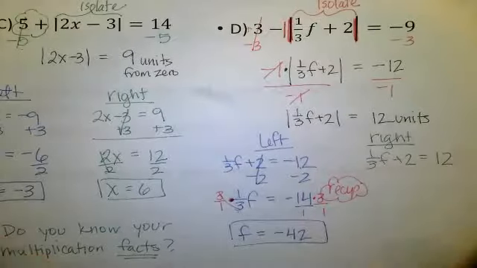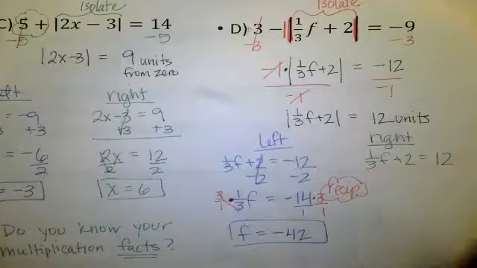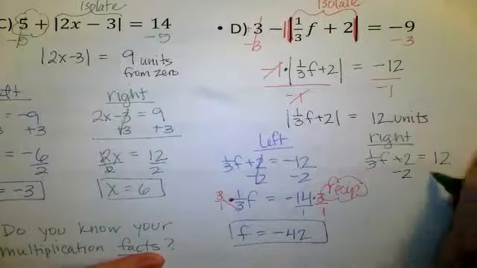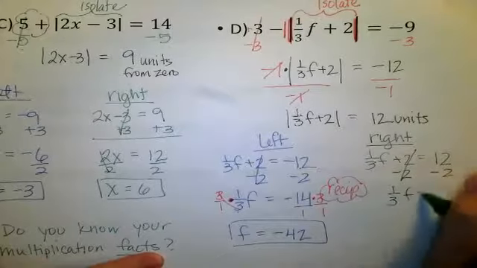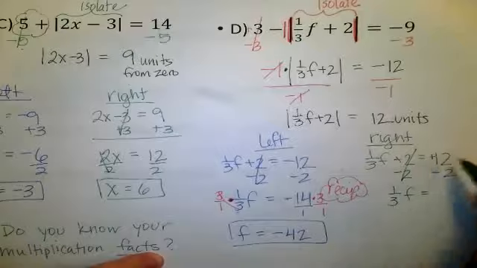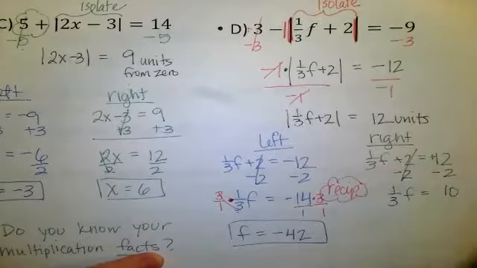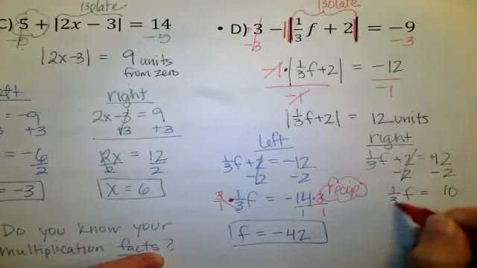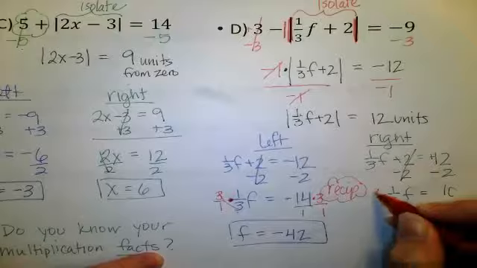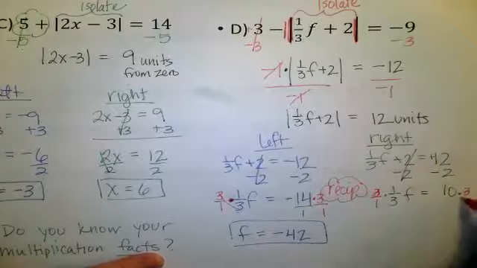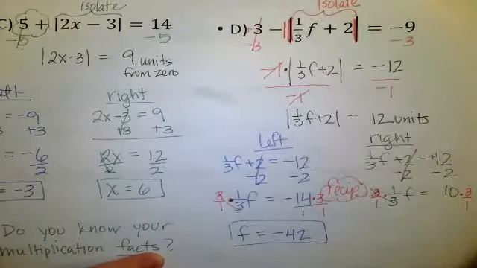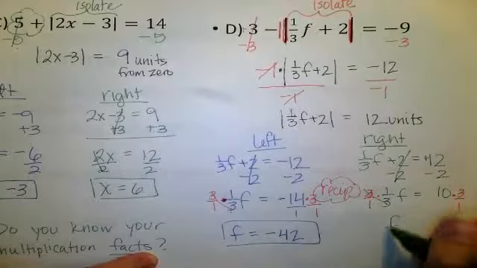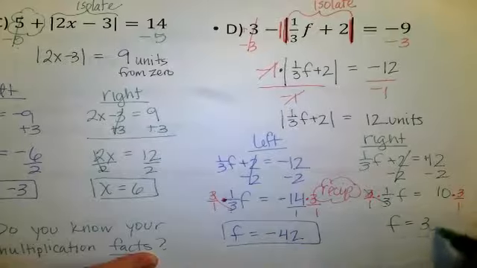All right. To the right-hand side here, we have negative 2 from both sides. 1/3 f is equal to positive 12 and 2 negatives. 12 minus 2 is 10. And then again, how do we get rid of this 1/3? We're going to multiply by the reciprocal. Multiply by 3/1. 3 times 1/3 is 1. It cancels out. So we get f is equal to 10 times 3, which is 30.